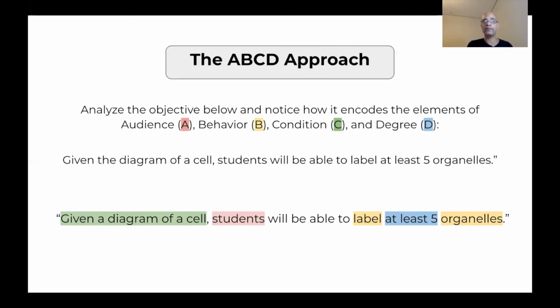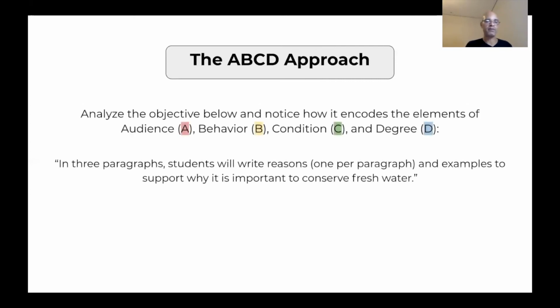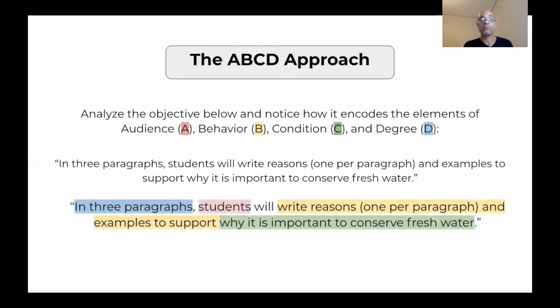Now let's see another objective. In 3 paragraphs, students will write reasons, 1 per paragraph, and examples to support why it is important to conserve fresh water. Again, the easiest one to begin with is my audience, my students. What's my behavior? They'll write reasons and examples to support something. What is this something? Well, that relates to the condition. Coming back here, why it is important to conserve fresh water. That's my condition. And to what degree? In 3 paragraphs, right? So each reason in a paragraph. And that's what I'm expecting my students to do.